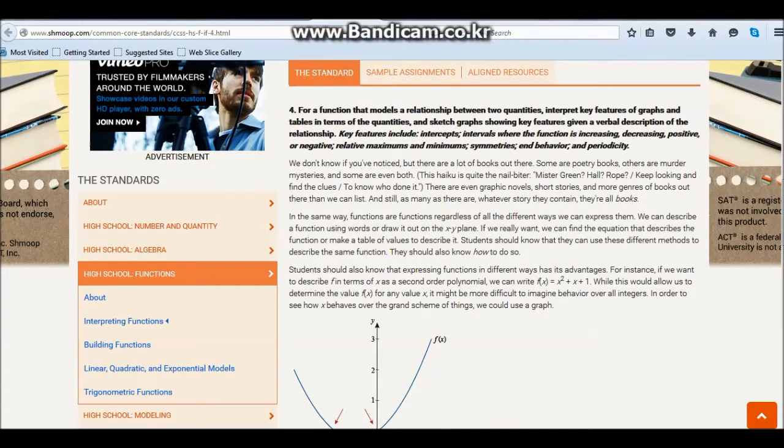FIF4. For a function that models a relationship between two quantities, interpret key features of graphs and tables in terms of the quantities, and sketch graphs showing key features given a verbal description of the relationship. Key features include intercepts, intervals where the function is increasing, decreasing, positive or negative, relative maximums and minimums, symmetries, end behavior, and periodicity.